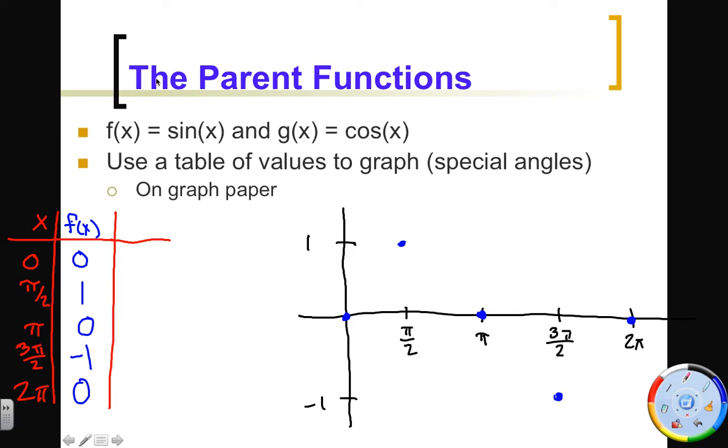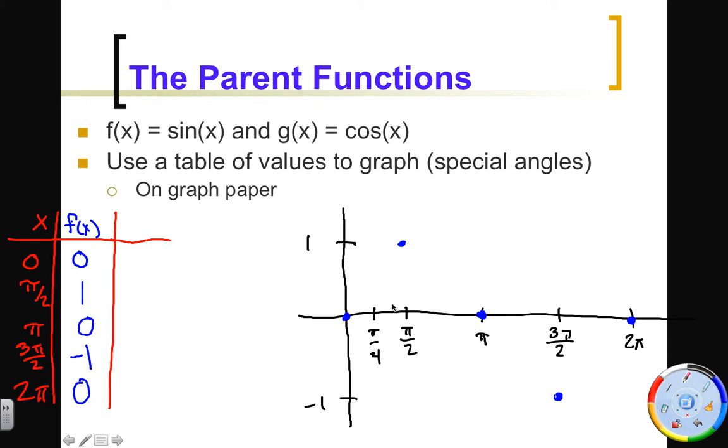So remember what we're doing. We're graphing the parent function. All sine functions are basically going to look like this. Now the question is, what's going on between these dots? Is it just a straight line up, a straight line all the way down, a straight line up? Well, it's not. You could verify this for yourself if you put in pi fourths.